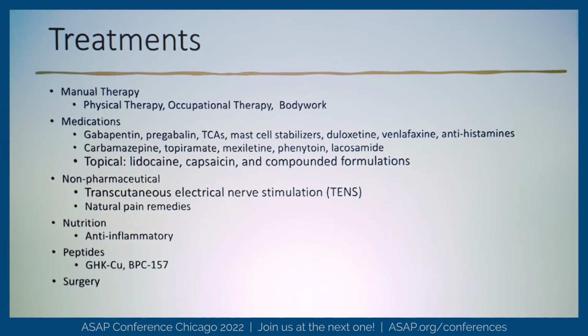Then there are medications. There's a whole list of medications, and I obviously listed probably too many, but all the neuropathic pain meds, some of the tricyclic antidepressants, mast cell stabilizers, antihistamines. It's important to recognize that the mast cells release almost 1,000 different mediators. So sometimes stabilizing the mast cells is a lot more effective than the antihistamines. Then there's lots of topical formulations that I've over time have used. Non-pharmaceutical can be some of the electrical therapies that are out there, like the TENS. Certainly, there's a lot of natural pain remedies that can be done.